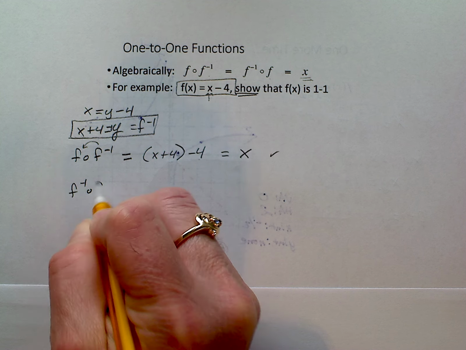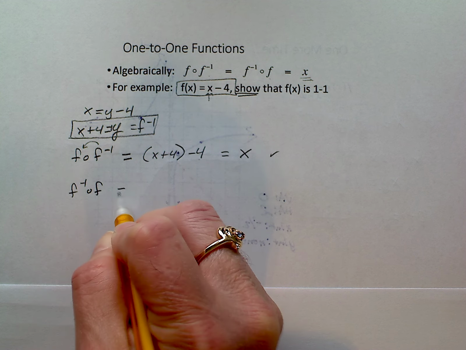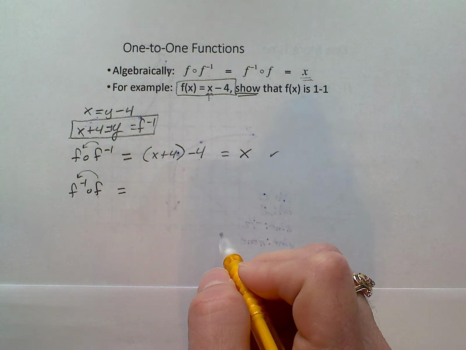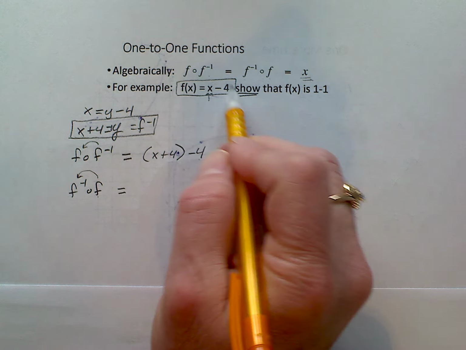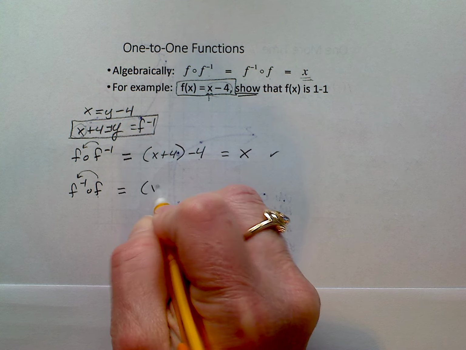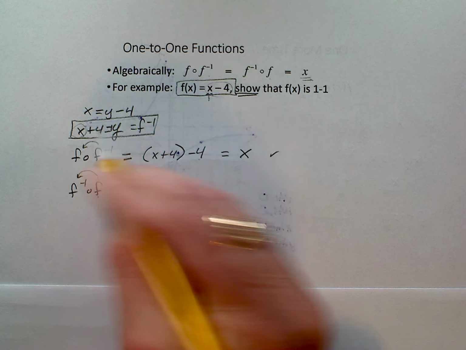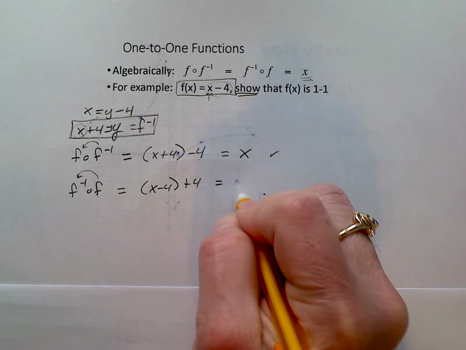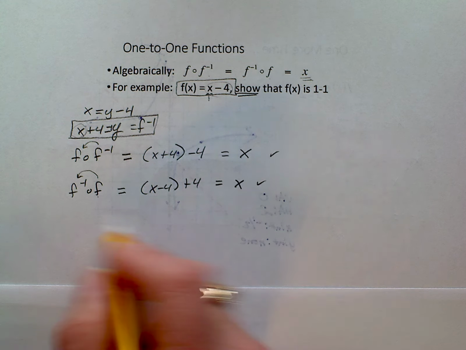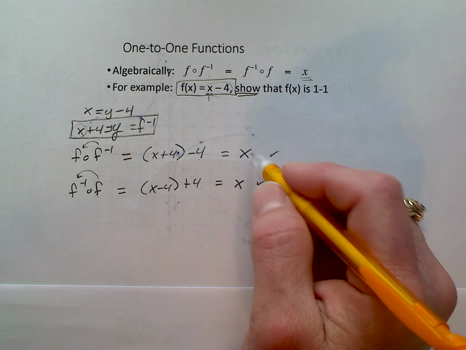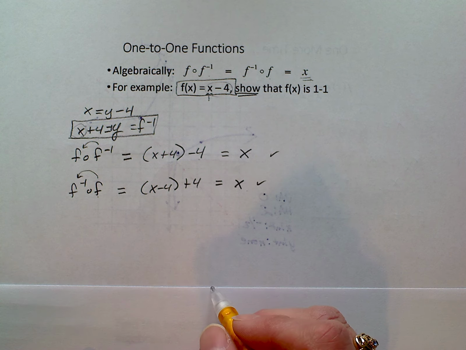See the other one? The other composition is f inverse and f. So the f function goes into the inverse. So I'm going to put x minus 4 in here. So I have x minus 4 plus 4. And what does that simplify to be? Yeah, x. This is a proof that f of x is one-to-one, because both of them simplified down to just be x.